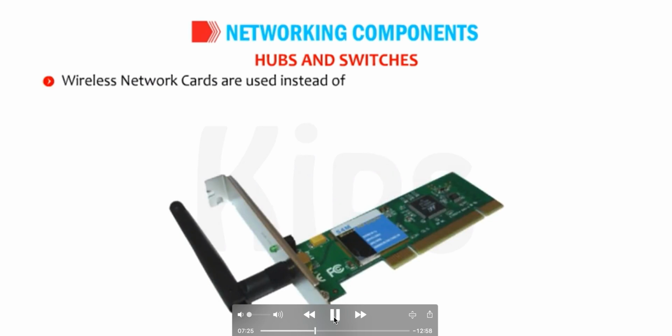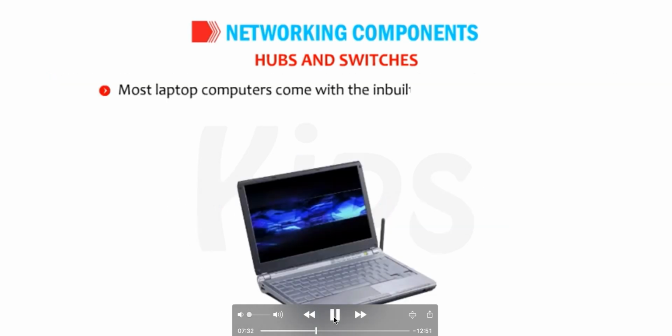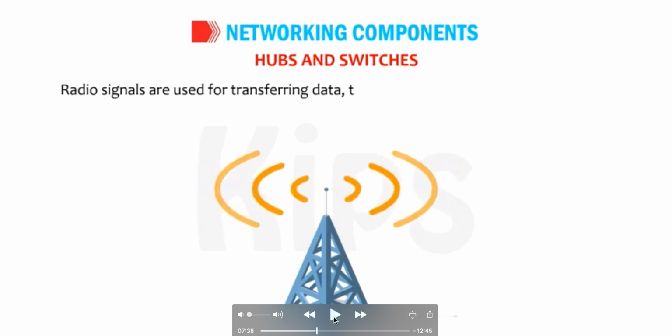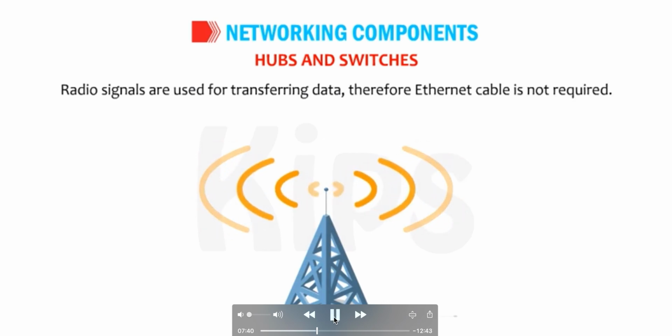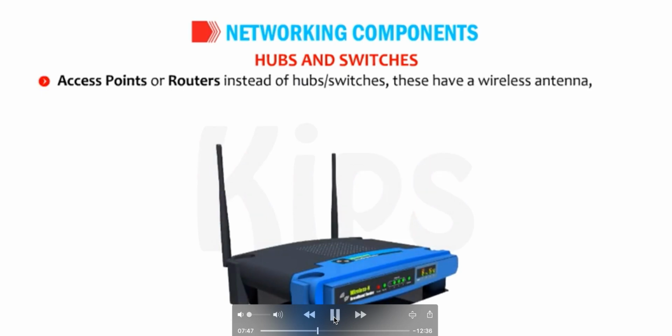To establish wireless networking, we require the following components. Wireless network cards are used instead of the normal network cards used in a wired network. Most laptop computers come with inbuilt wireless network cards also. Radio signals are used for transmitting the data, therefore Ethernet cables are not required. An access point or router is used instead of a hub or switch. You can call it a router. It is used instead of the hub and the switch.